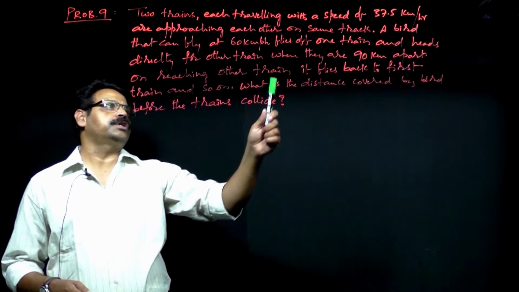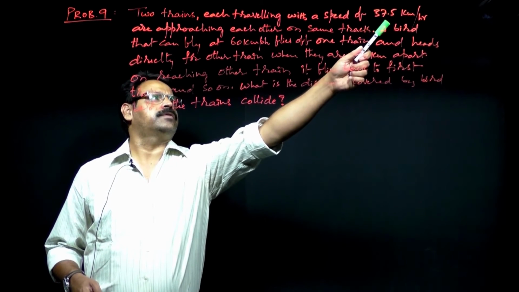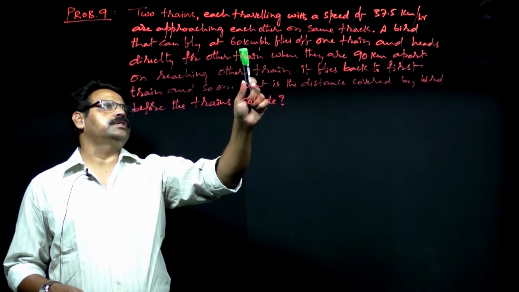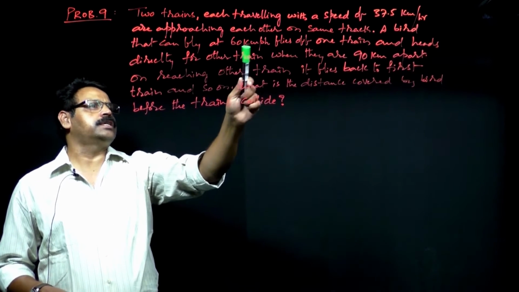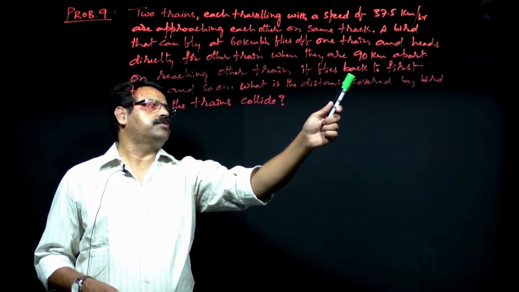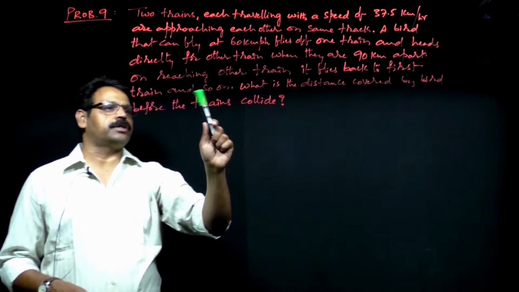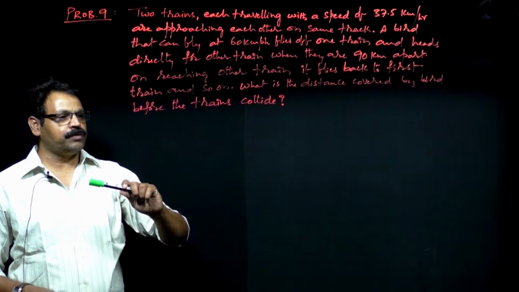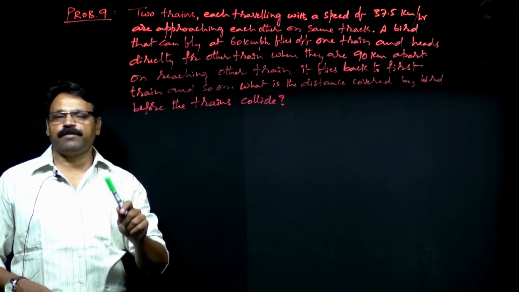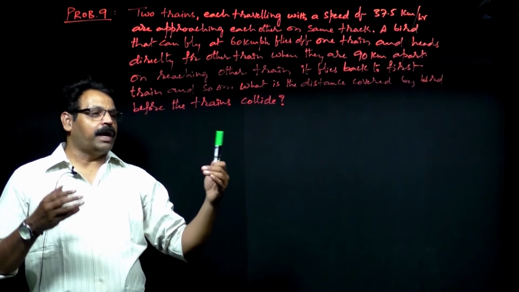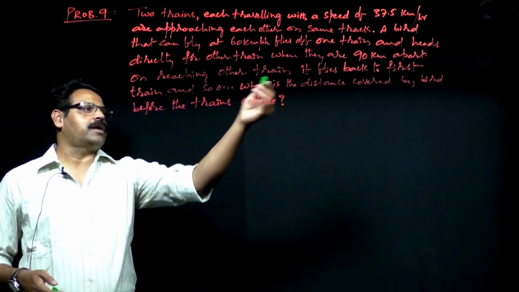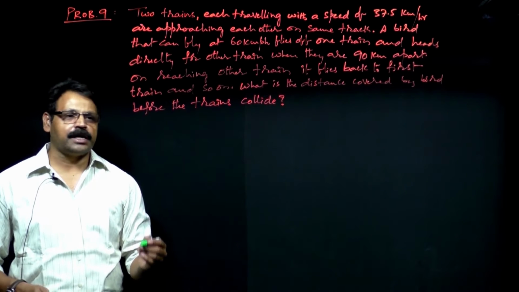That means the two trains are 90 kilometers apart and moving towards each other, each at 37.5 kilometers per hour. A bird is on one train and moves towards the other train at 60 kilometers per hour. On reaching the other train, it flies back to the first train and so on. Now, by the time the two trains collide, what is the total distance traveled by the bird? That is the question he has asked.